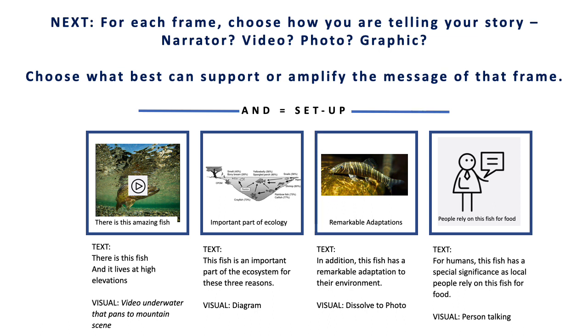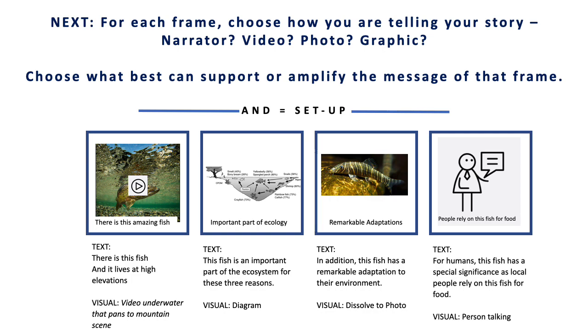So I'm going to have it dissolve into a photo of this fish, a close-up. And then, to end with my setup, I want to make a connection between humans and this fish. So now I'm going to have someone talking. I'm going to have the frame be all on a narrator talking about this problem. Maybe it would be two people or a group of people, but it would be people talking about this. It wouldn't be a photo.